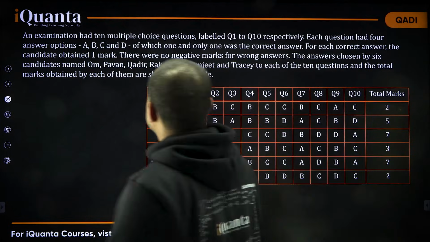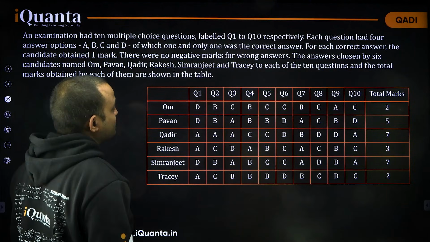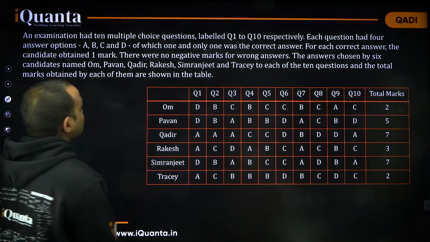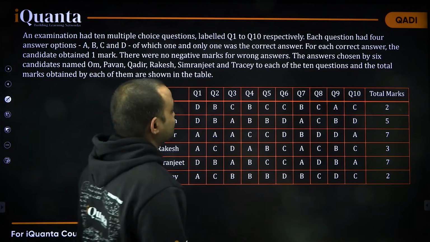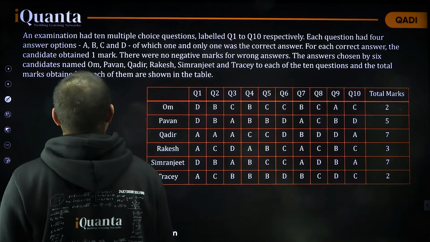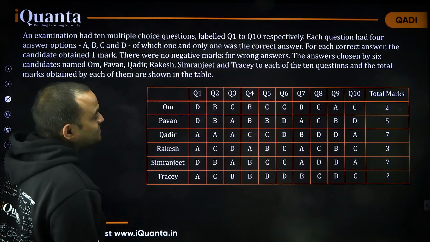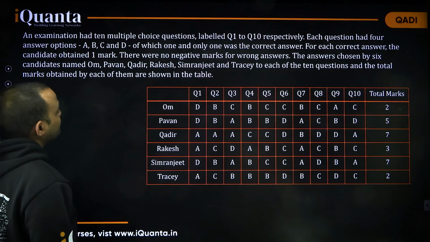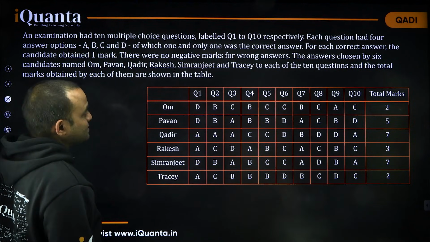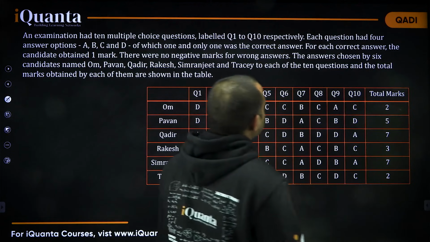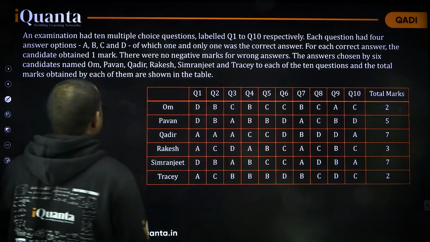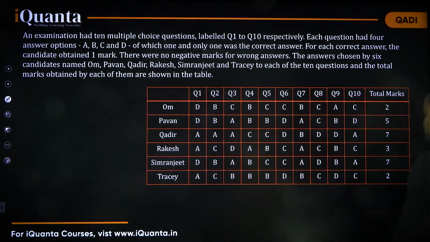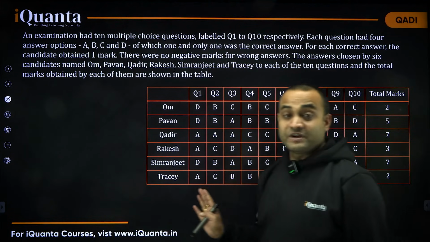Thank you. An examination had 10 multiple choice questions, labeled question 1 to question 10 respectively. Each question had 4 answer options, A, B, C, D, of which one and only one was the correct answer. For each correct answer, the candidate obtained 1 mark. There were no negative marks for wrong answers. The answers chosen by 6 candidates named Om, Pawan, Kadir, Rakesh, Simranji and Tracy to each of the 10 questions, and the total marks obtained by each of them are shown in the table. Total marks obtained by each of them is given, which is 2, 5, 7, 3, 7, 2, and their responses have been given as well.